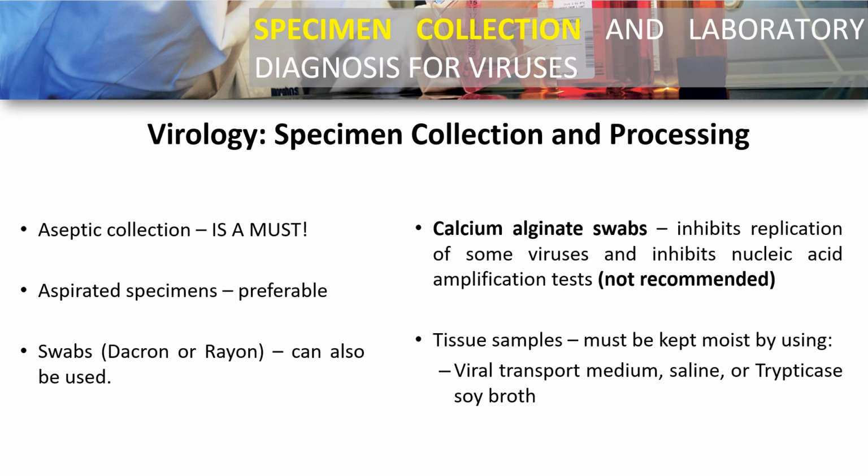Okay, aseptic collection is a must, of course. Class, this is our golden rule. And then, aspirated specimens are preferable. Please highlight that, class, and put 1,000 stars. Aspirated specimen is the most preferable sample. And then, we can also use swabs. Dacron or rayon can also be used.